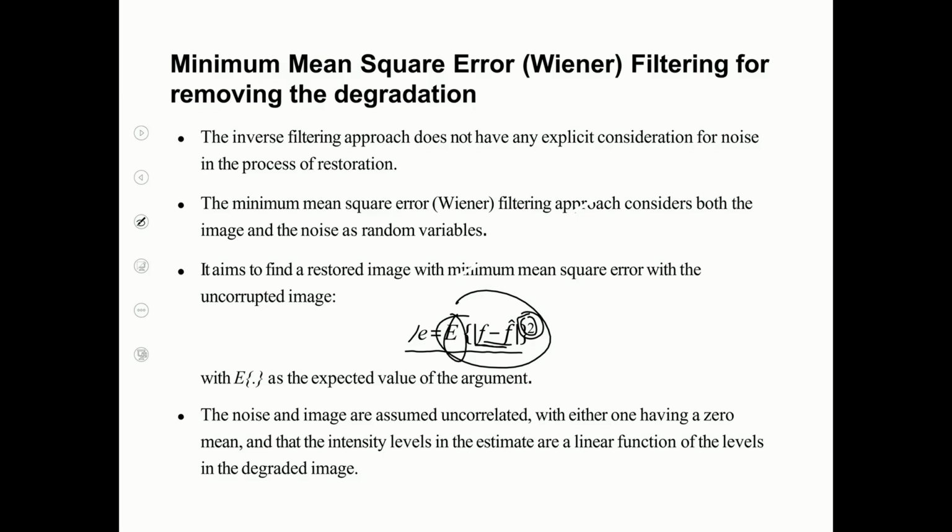So the purpose is to minimize mean square error. Why not other errors? Why mean square error? It is a simple type of error. Absolute error is more simple, and just error is also simple. But I want to minimize, right?